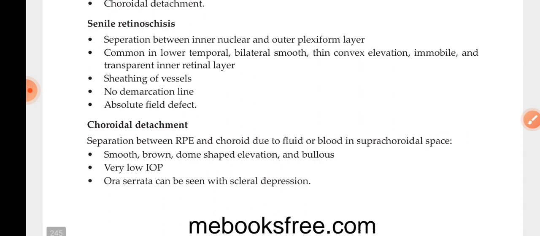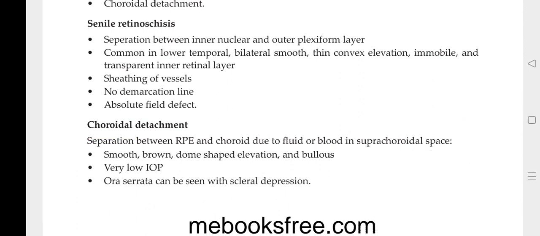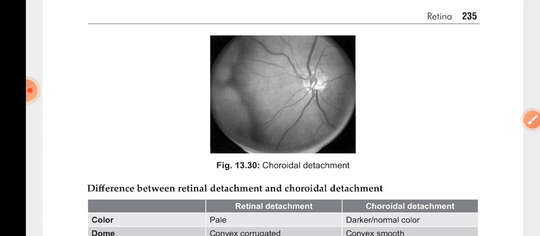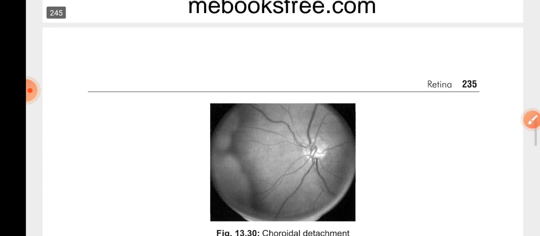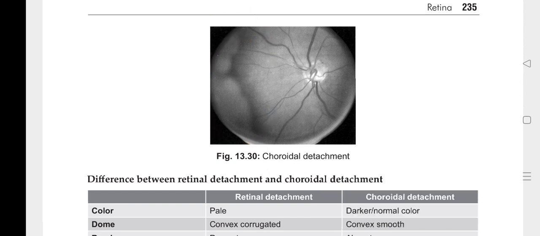In choroidal detachment, there is separation of the retinal pigment epithelium and choroid due to fluid or blood in the subchoroidal space. There is a smooth brown dome-shaped elevation, bullous, with very low intraocular pressure. Ora serrata can be seen with scleral depression. These both are extra things. This is choroidal detachment.